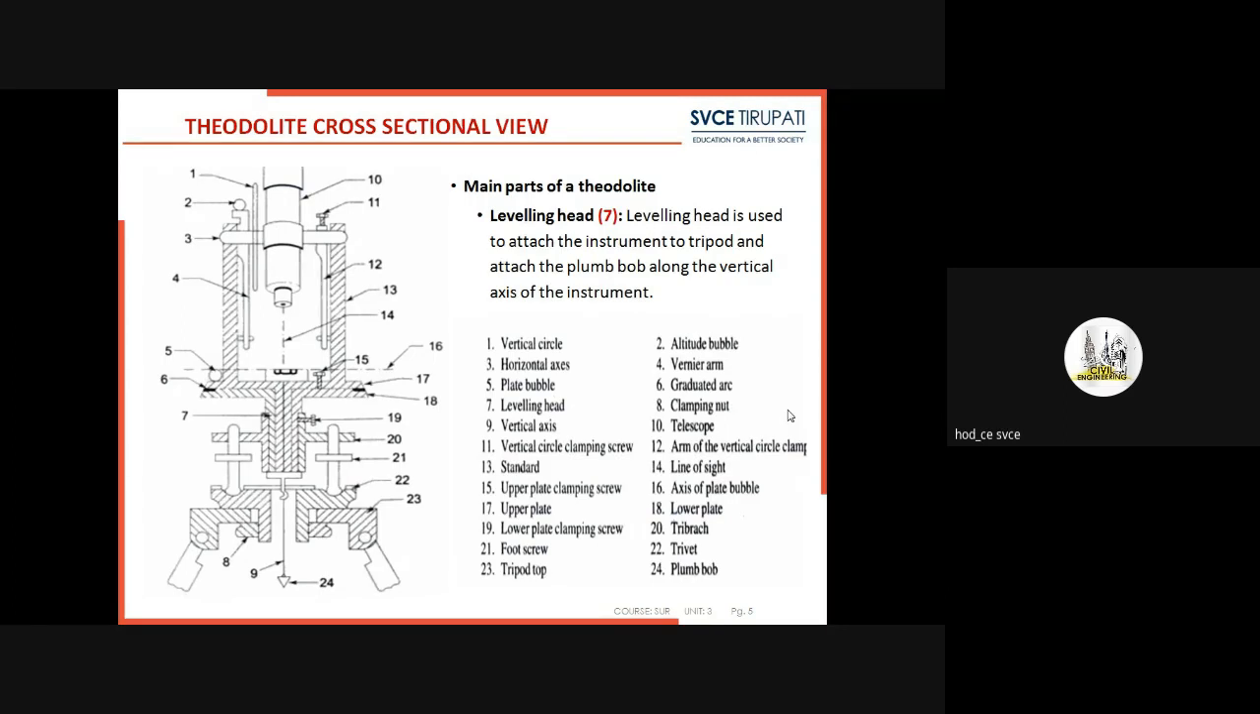And the fifth one is the plate bubble, right? So there is a horizontal spirit bubble. Next, the sixth one is the graduation arc, right? See here, this dark line indicates where the graduation will be represented, and the remaining part of the circle will be empty. It is supposed to move along with the A-frame structure.